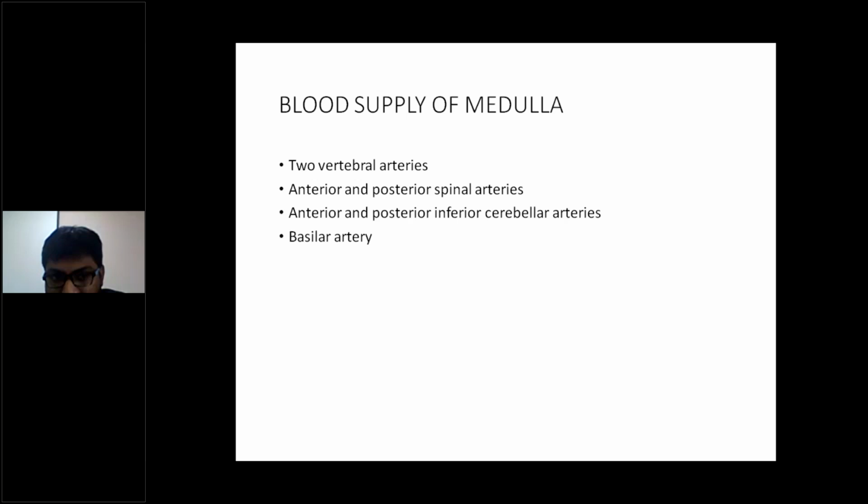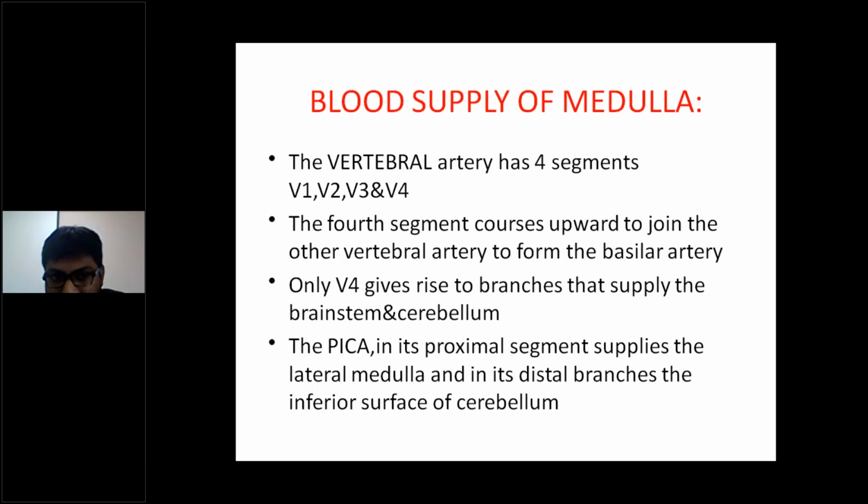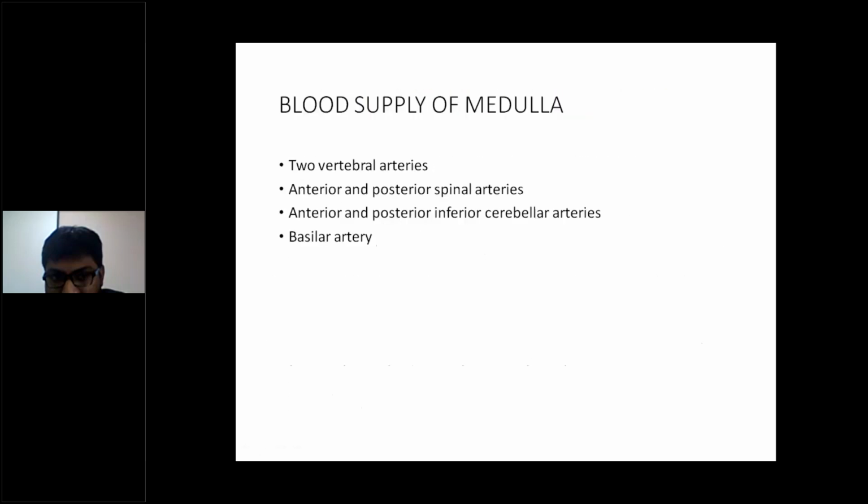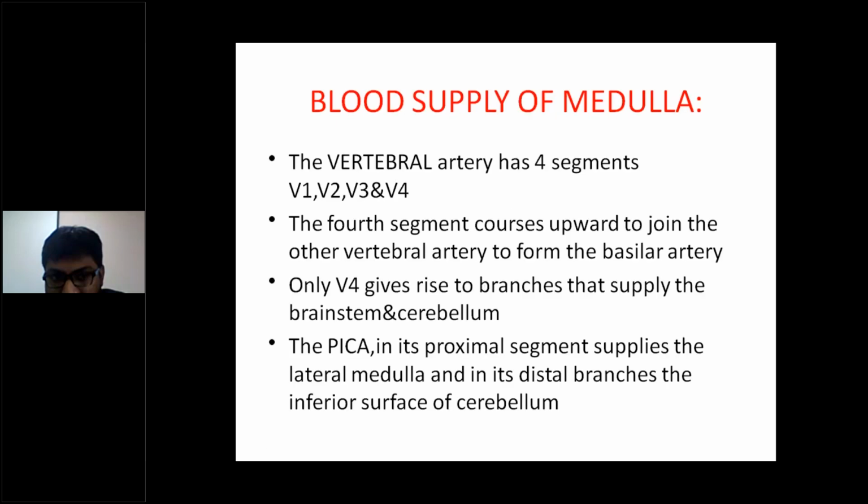Blood supply of medulla. Vertebral artery is the main supply, and posterior inferior cerebellar artery is the branch of which artery? Vertebral, sir. Okay. So vertebral artery has 4 segments, V1, V2, V3, V4. The 4th segment courses upward to join the other vertebral artery to form the basilar artery, right? So two vertebral arteries form the basilar artery.